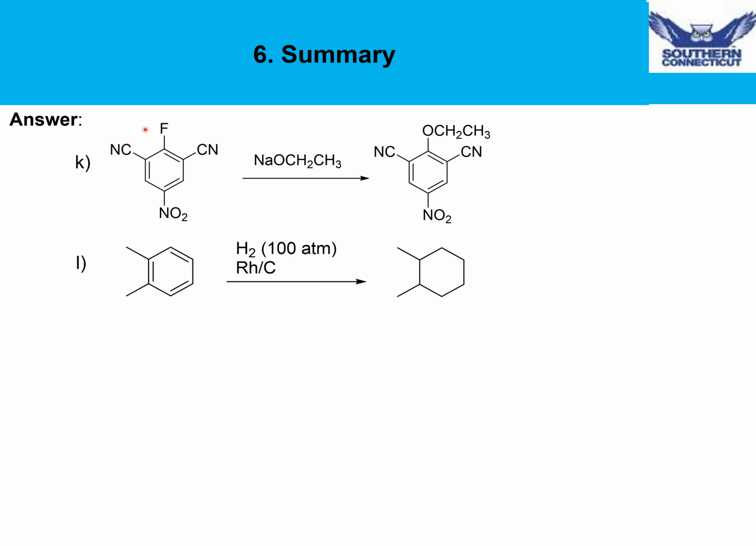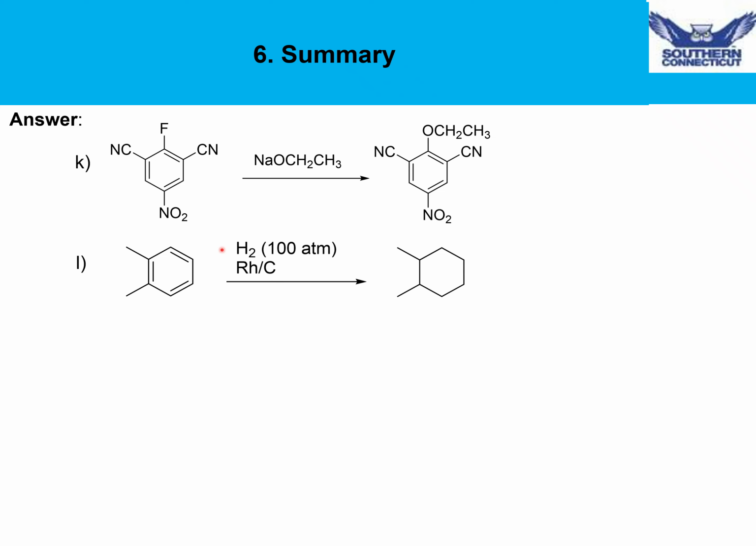The first reaction shown here is an example of nucleophilic aromatic substitution, which involves adding a nucleophile to an aromatic ring that has an electron withdrawing halogen as well as other electron withdrawing groups that are either ortho or para to it. The nucleophile here is this ethoxy group, which will take the place of the fluoride, which is the leaving group, and we get this as a product.